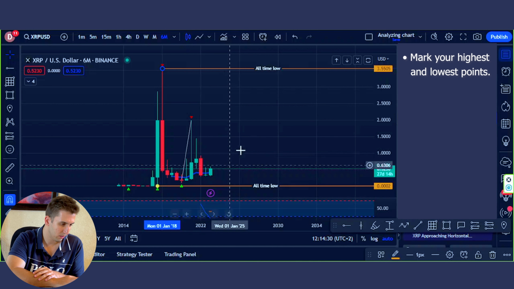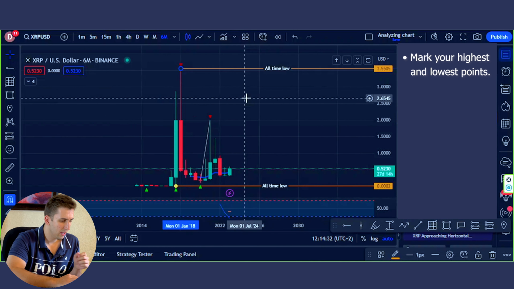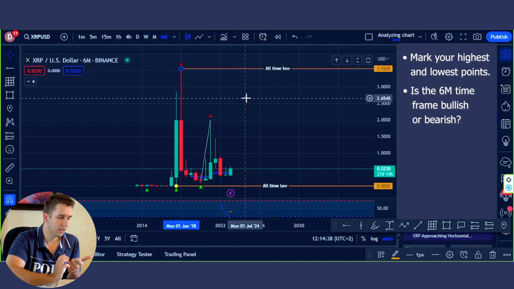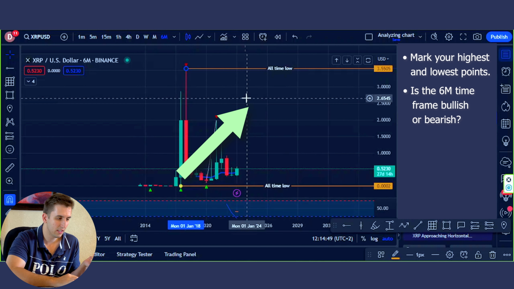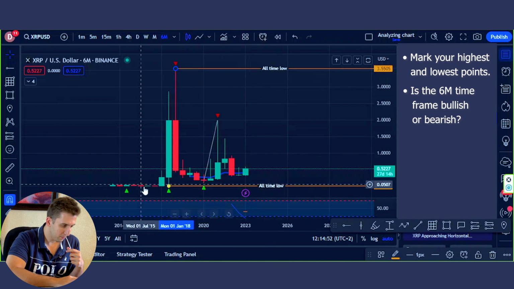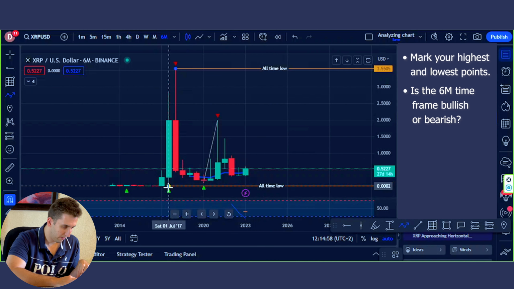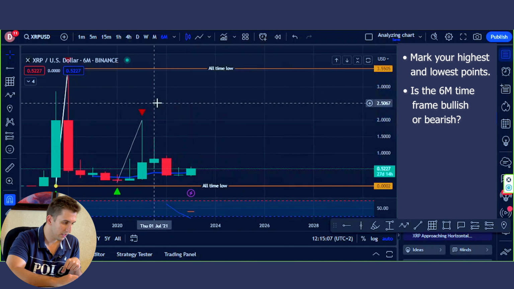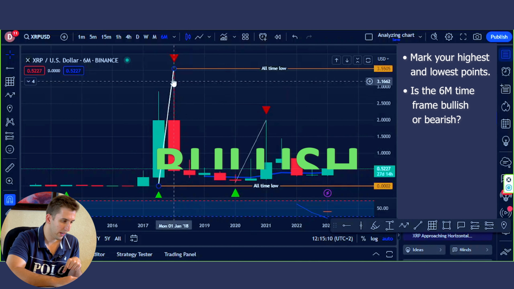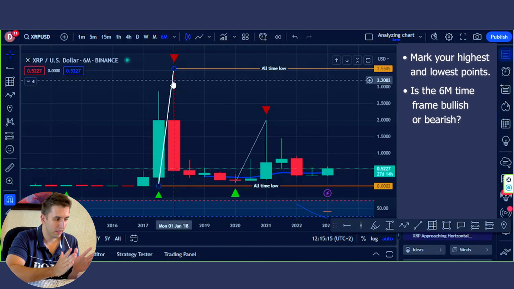Now that we've got my all-time low and my all-time high, the next thing is we want to understand what sort of structure is our 6-monthly time frame. Is it bullish or is it bearish? What I mean by bullish is the general trend is going up, or is it bearish where the general trend is going down? If I draw from this yellow point to this point, you can see that overall our trend on the 6-monthly time frame is bullish because it's going up. The first thing we can note is the 6-monthly time frame is bullish.